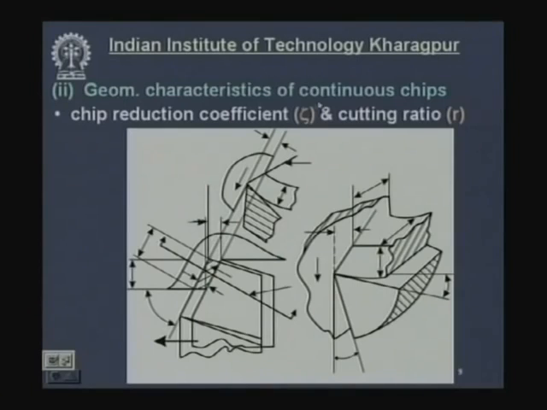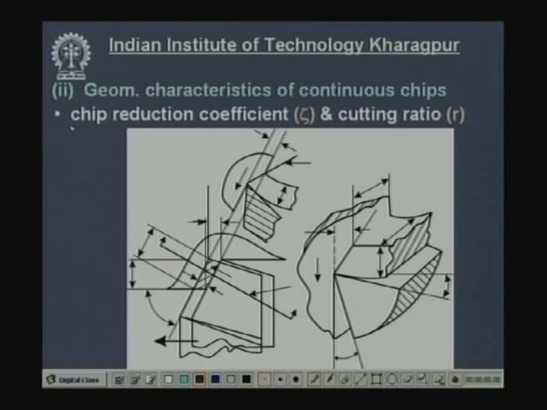Now, come to next. The geometrical characteristics of continuous chips. As I told you, in machining activities most of the work materials, engineering materials, behave as ductile. So, we concentrate on continuous chips produced by ductile materials. Now, what are the major geometrical features of the cutting process? Chip reduction coefficient, denoted by zeta, or cutting ratio denoted by R.